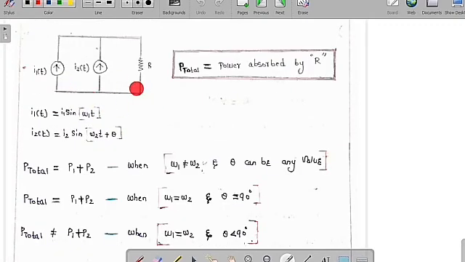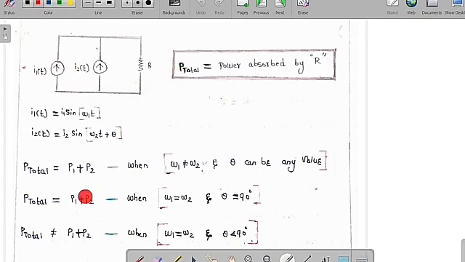Suppose there is a circuit like this. The first current source is I1 of t and the second is I2 of t, and there is a resistor R. Suppose I1 of t is equal to I1 into sin omega 1 t, and I2 of t is equal to I2 into sin of omega 2 t plus theta. Both are of different frequencies, let me assume. Then P total means the total power absorbed by this R.